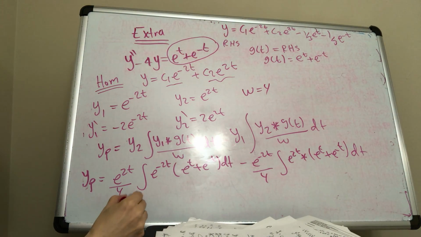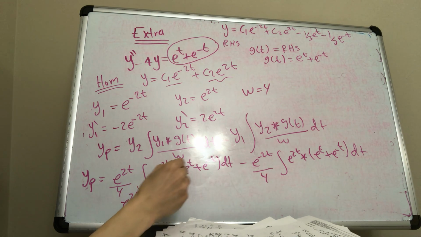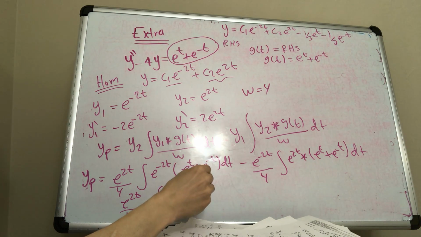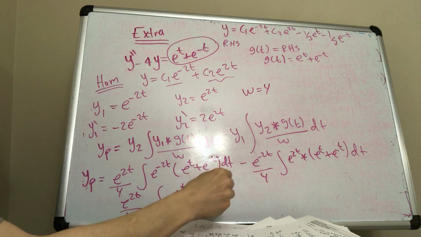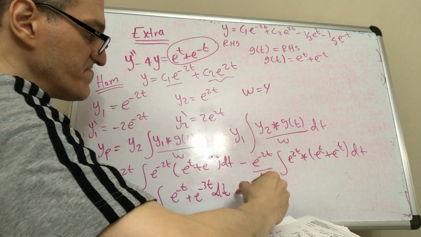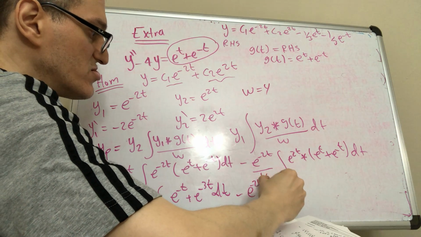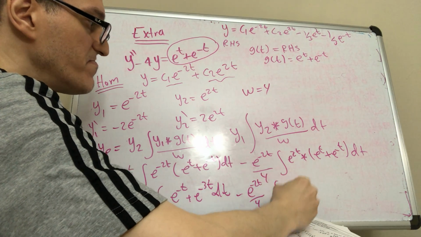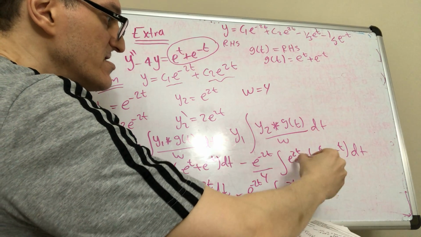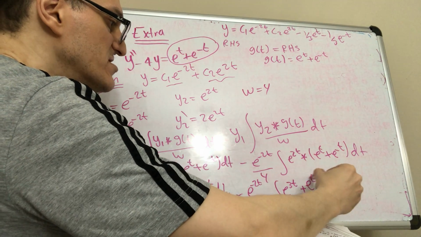So this is e to the 2t over 4 integral. Take this inside. This times this will be e to the minus t. This times this would be e to the minus 3t dt. Here, e to the minus 2t over 4. Take this inside would be e to the 3t. And this times this would be e^t.